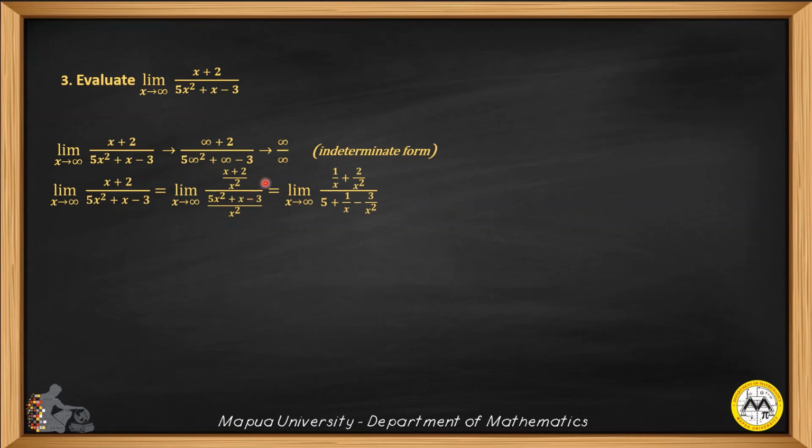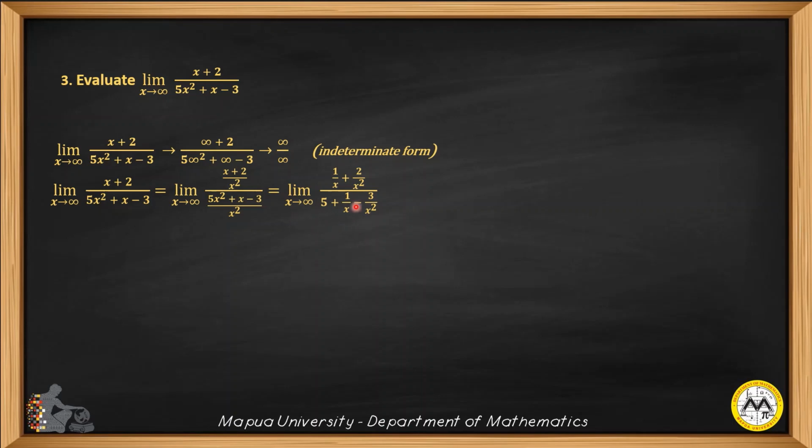So, dividing x plus 2 by x squared and dividing 5x squared plus x minus 3 by x squared, we come up with a fraction 1 over x plus 2 over x squared all over 5 plus 1 over x minus 3 over x squared. This is now the expression that we are going to use to determine what the limit is as x approaches positive infinity.